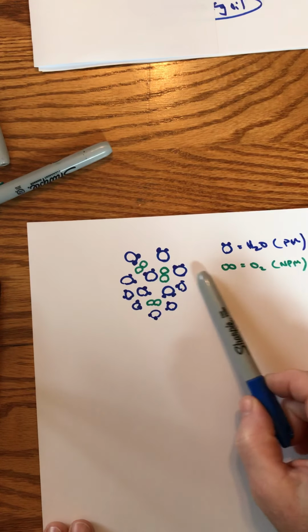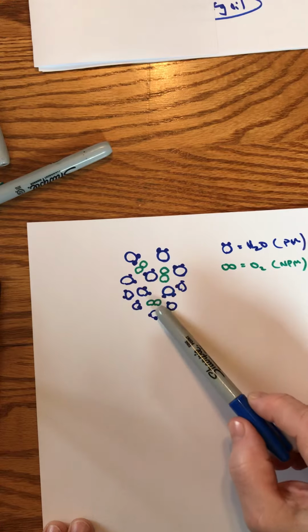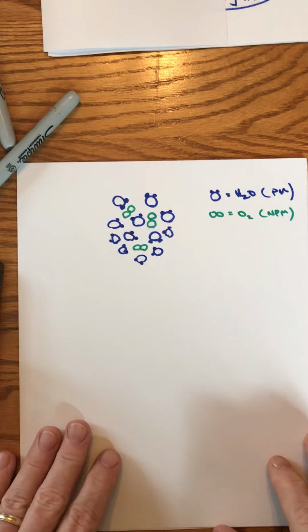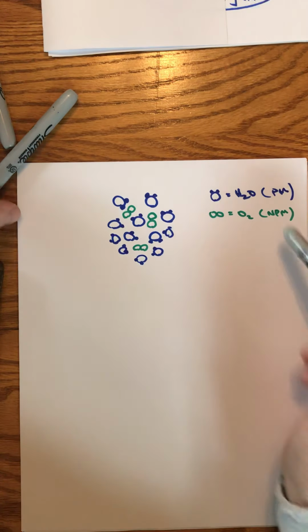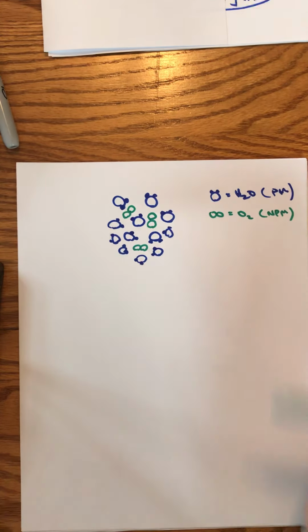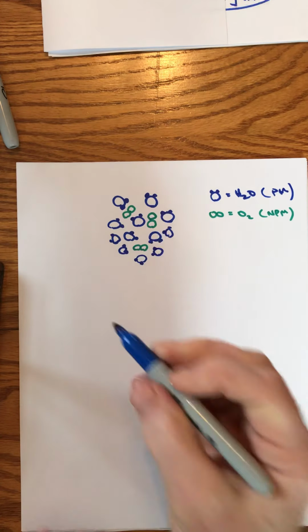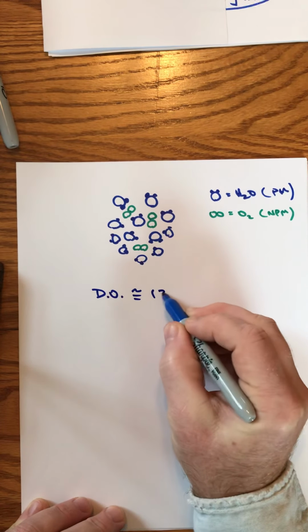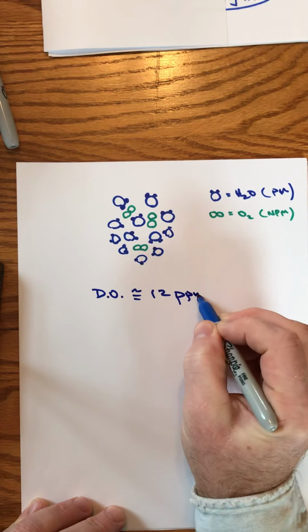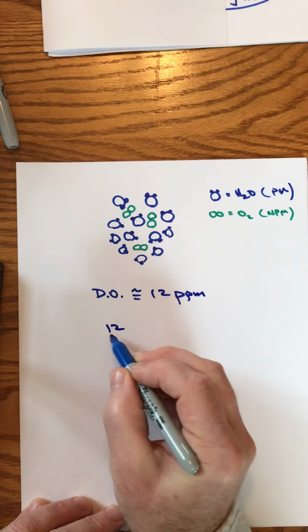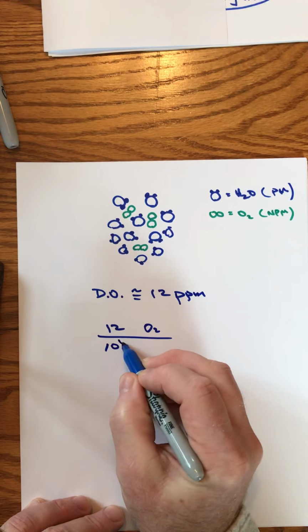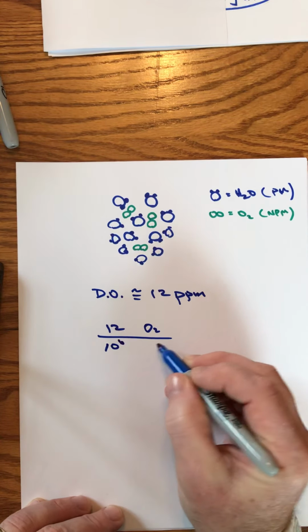Here's water. It's a polar molecule. And the green ones here, those are oxygen molecules. You won't get many non-polar molecules to dissolve in other polar molecules, but it'll be more than 0. A typical fish tank has a dissolved oxygen concentration somewhere around 12 parts per million. So 12 units of mass oxygen per million units of mass solution.